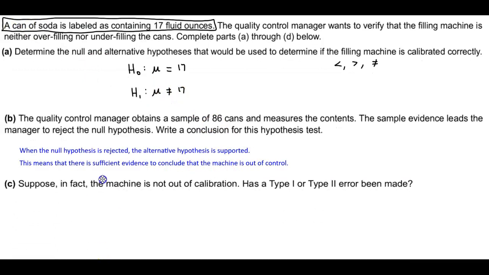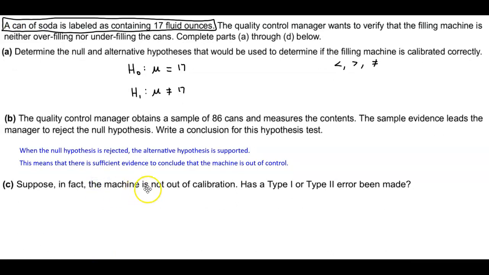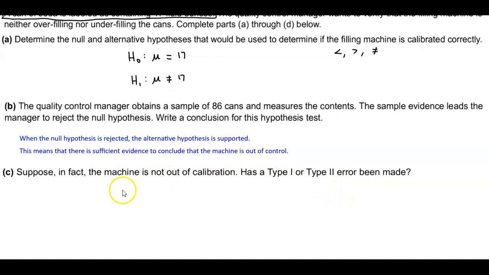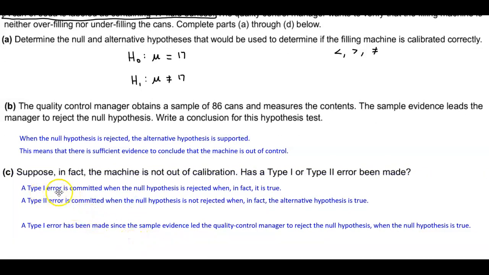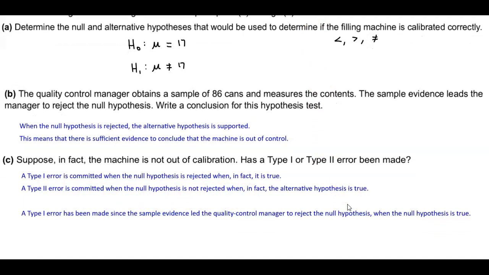Okay, let's take a look at part C. It says, now suppose in fact the machine is not out of calibration. Has a type 1 or type 2 error been made? Well, let's go over type 1 and type 2 errors. A type 1 error is committed when the null hypothesis is rejected, when in fact it is true. A type 2 error is committed when the null hypothesis is not rejected, when in fact the alternative hypothesis is true. Now, a type 1 error has been made, since the sample evidence led the quality control manager to reject the null hypothesis when the null hypothesis is true.